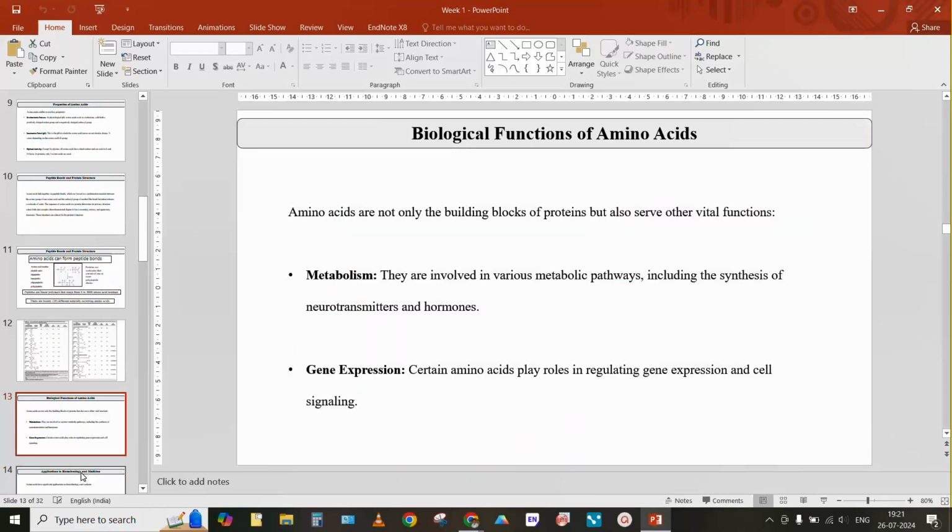Next we'll cover the biological functions of amino acids. Amino acids are not only the building blocks of proteins but also serve other vital functions like metabolism and gene expression. They are involved in various metabolic pathways, including the synthesis of neurotransmitters and hormones. Certain amino acids play a role in regulating gene expression and cell signaling. Mostly with their polar nature, amino acids play a role in gene expression.